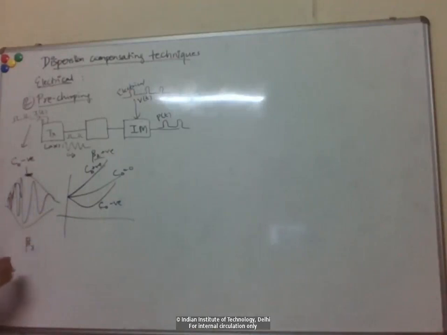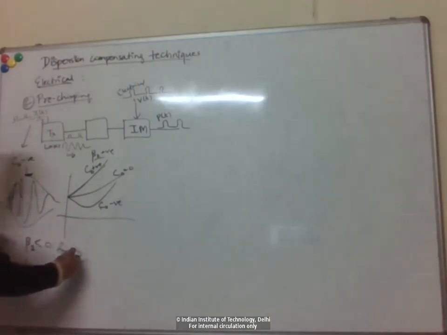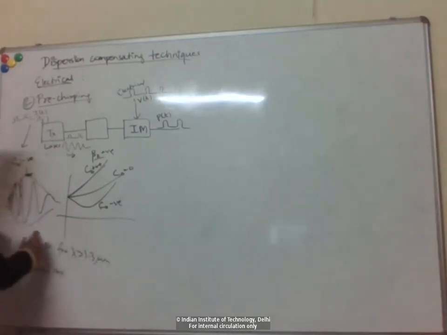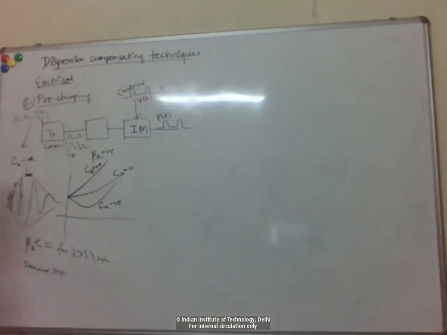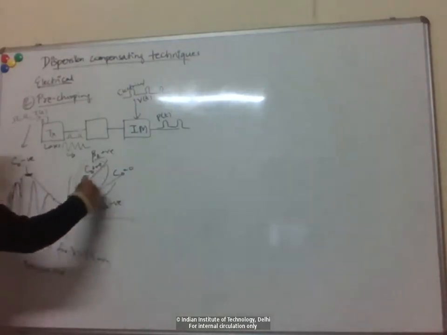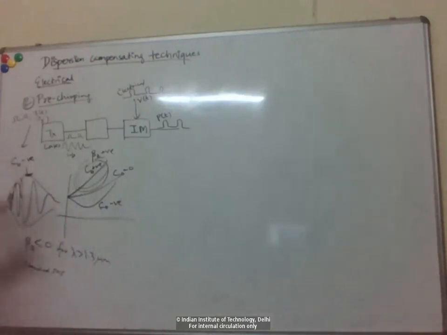So beta 2, again, if you see a standard single mode fiber, beta 2 is actually negative for the telecom wavelength. Once we go beyond 1.3 micron, beta 2 is also negative, or D is positive. So now C is the same sign as beta 2. So we are in this worst case scenario.